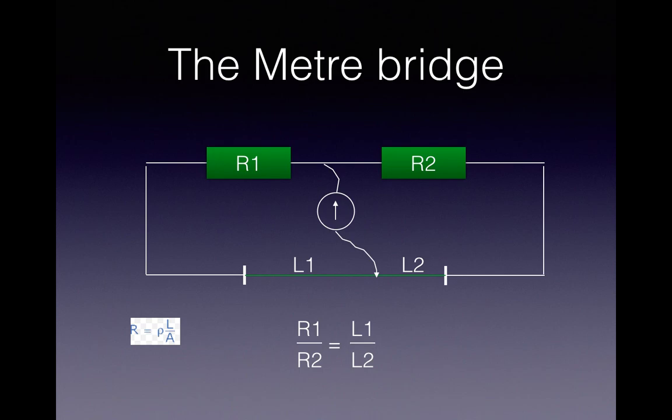Now let's see how it'll work. In this instance, a meter bridge is going to be used to determine the value of an unknown resistor. So to do that, you need the value of a known resistor. That's going to be our R1. You slide the contact, which is where the arrow is, on the green meter length of wire until the bridge is balanced, and then you'd measure L1 and L2.